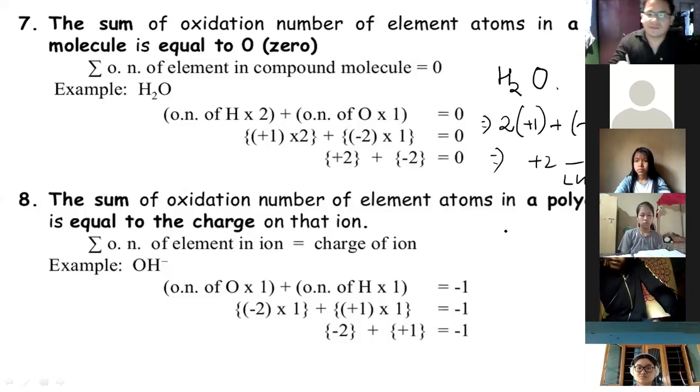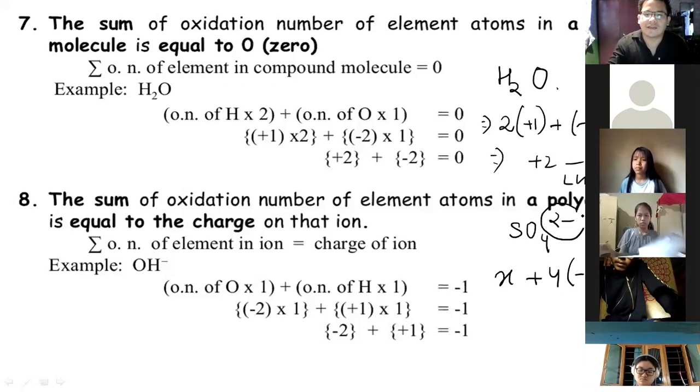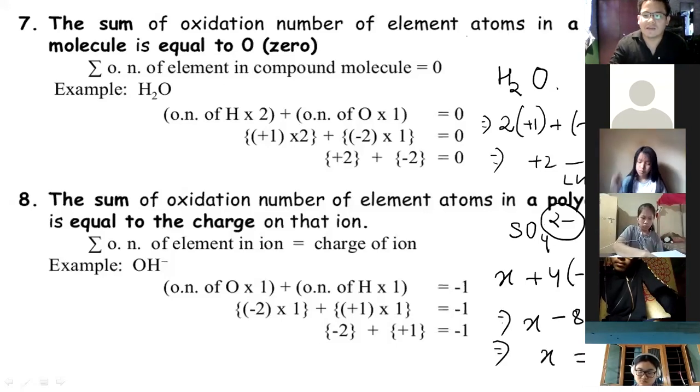For the sulfate ion, the charge is -2. Sulfur's oxidation state is x, plus 4 times -2 equals -2, so x minus 8 equals -2. So the oxidation state of sulfur will be +6.